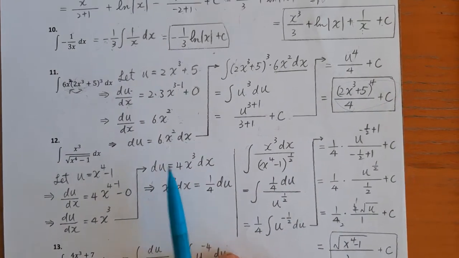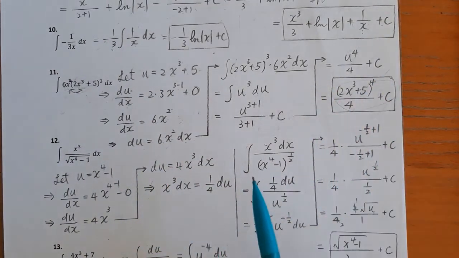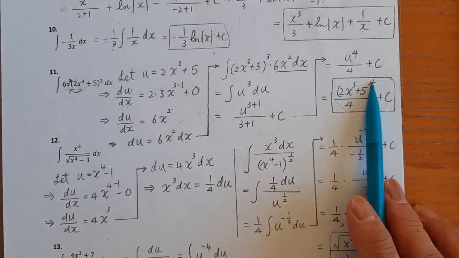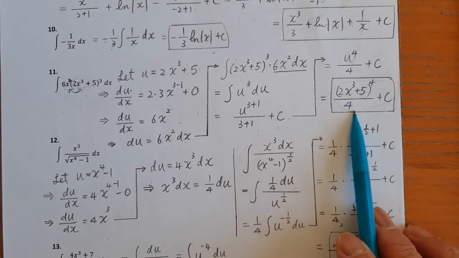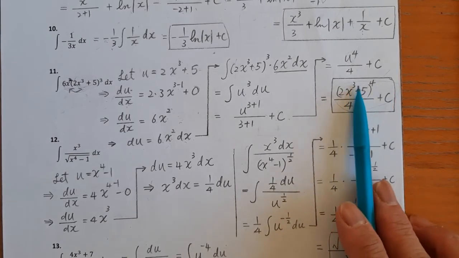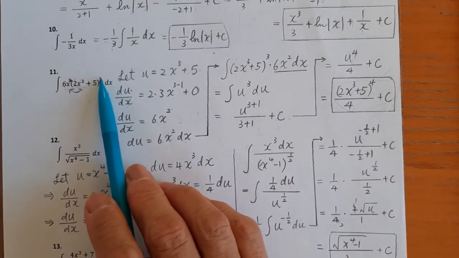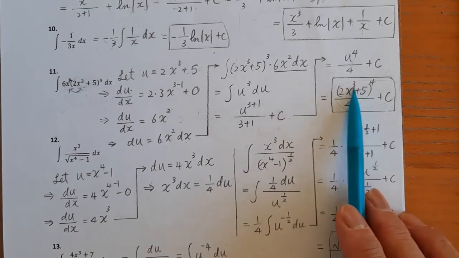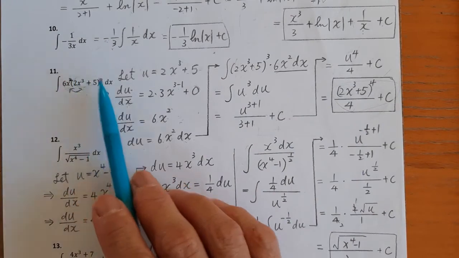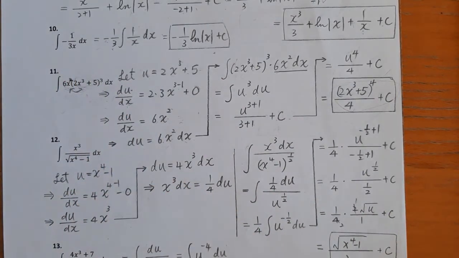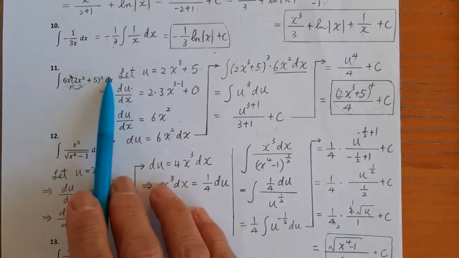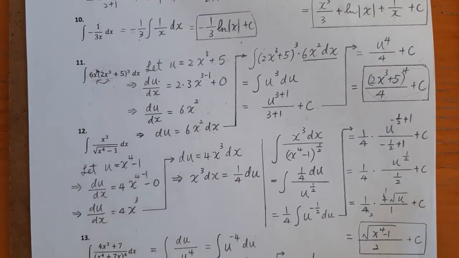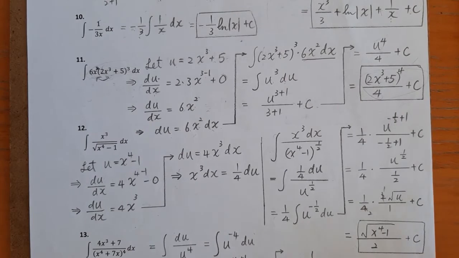You can go back to check this by taking the derivative with the power rule and the chain rule. The derivative: 4 comes down and cancels the 4, minus 1, so we get (2x cubed plus 5) to the power 3. By the chain rule, the derivative of the inner function is 6x squared dx. Take the derivative, it goes back to the original. So that's the antiderivative. The integral is the antiderivative.